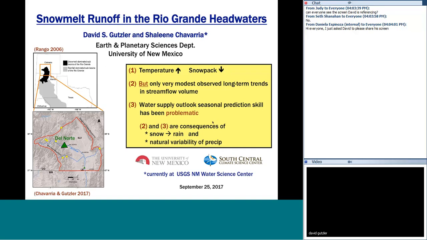And we combine that, and I'll say a few words about point three, which is relating how these changes in hydrologic processes up in the headwaters have been working to degrade the quality of seasonal water supply outlooks over the last several decades.